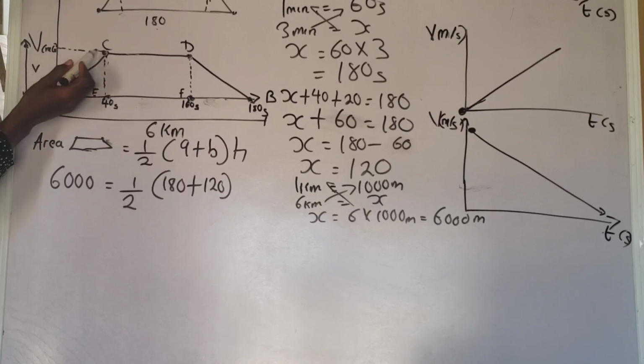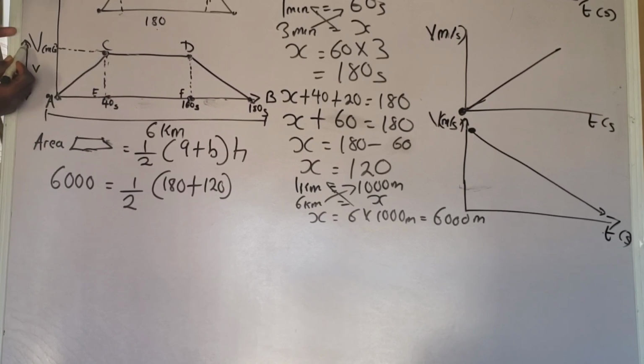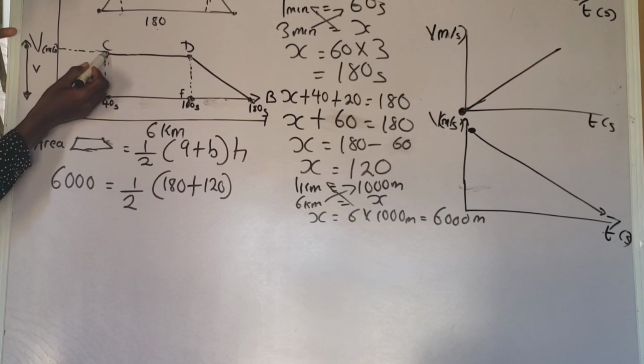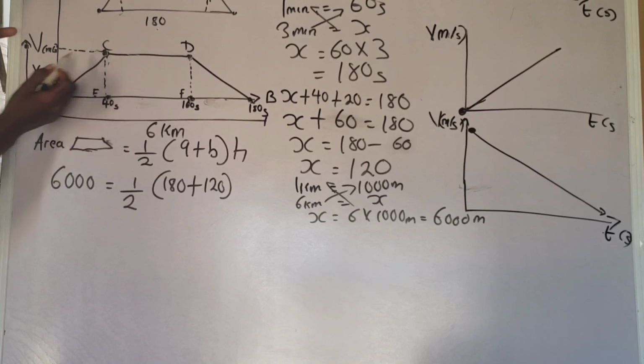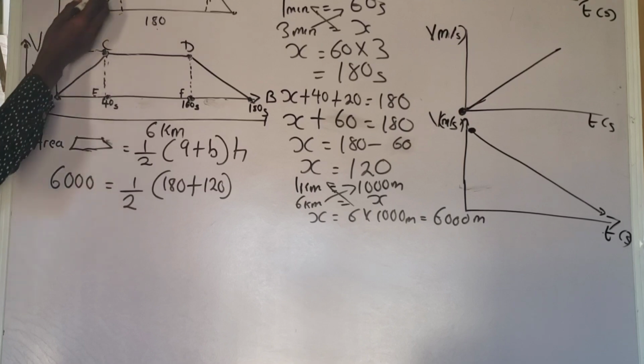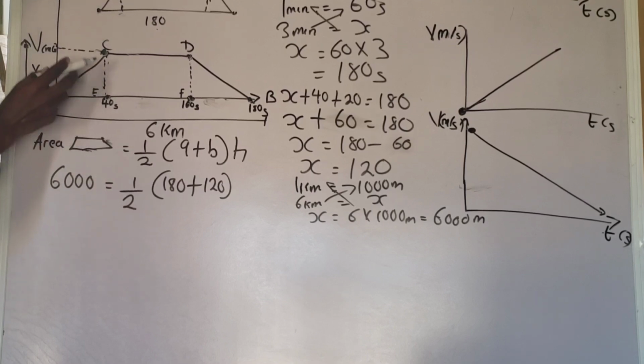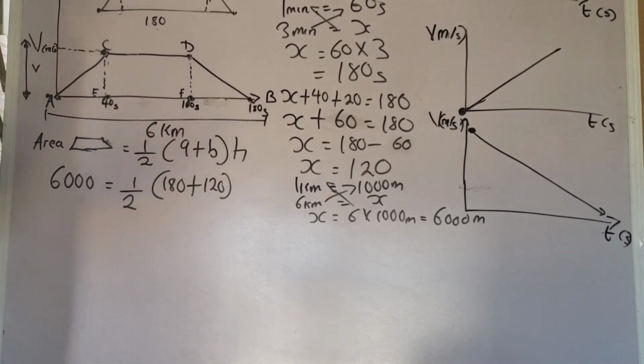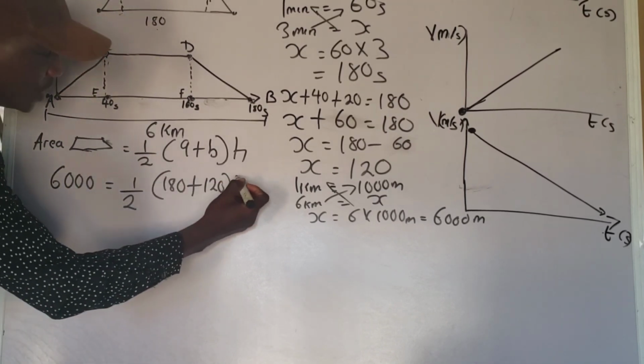You understand? And it is also equivalent to the distance from this point to this point, the same thing as what? The distance from this point to this point. You understand? And since we are dealing with a trapezium, a trapezium always has a height. As you can see, this is the height, and the height of this trapezium is equivalent to the maximum velocity. You understand? So now I'm going to have v.